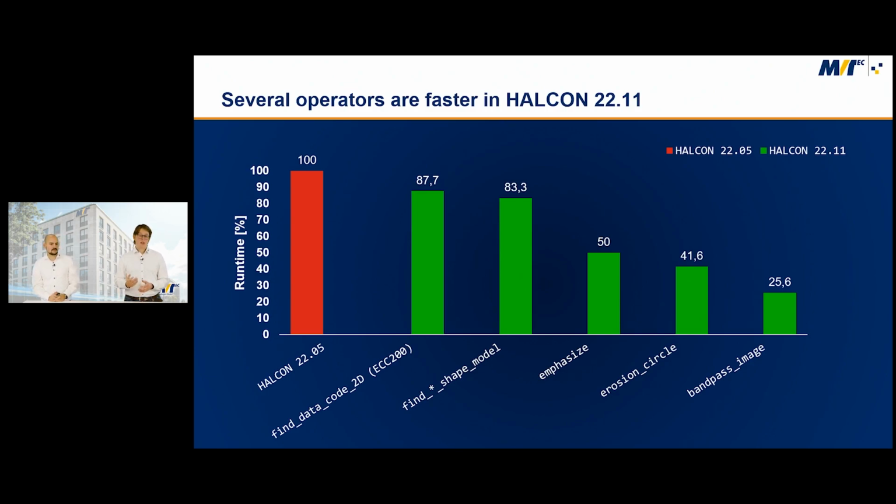And there are also more operators that have got faster. We have the find data code. All find shape model operations are faster now. Amplifies gets faster. Erosion circle now faster. And last but not least, bandpass image is now only a fourth of the processing time that it used in 22.05. And now I give back to Mario, talking about speed.